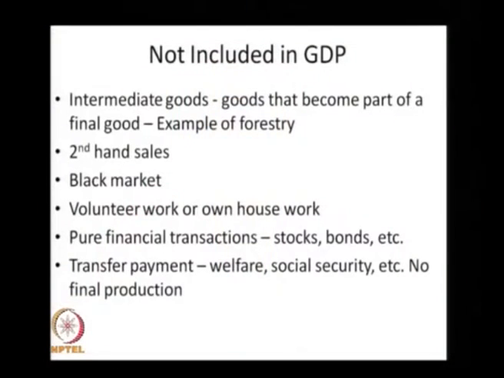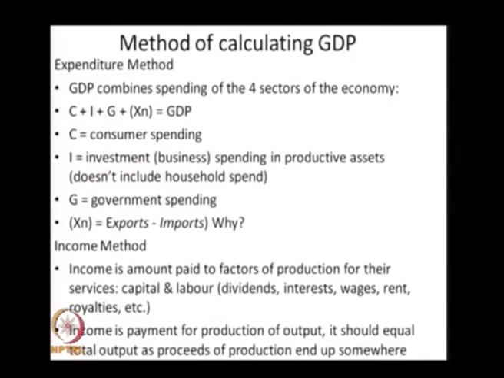Or pure financial transactions like buying bonds or stocks, because this is a mere transfer of ownership without creating any economic value, that also does not constitute a part of a nation's output. And transfer payments like the social security scheme or the welfare schemes, which just transfer money from the government to the end user, do not result in any final production, so that is also not included in calculating a country's GDP. Now, how do we calculate the GDP of a country in that case?